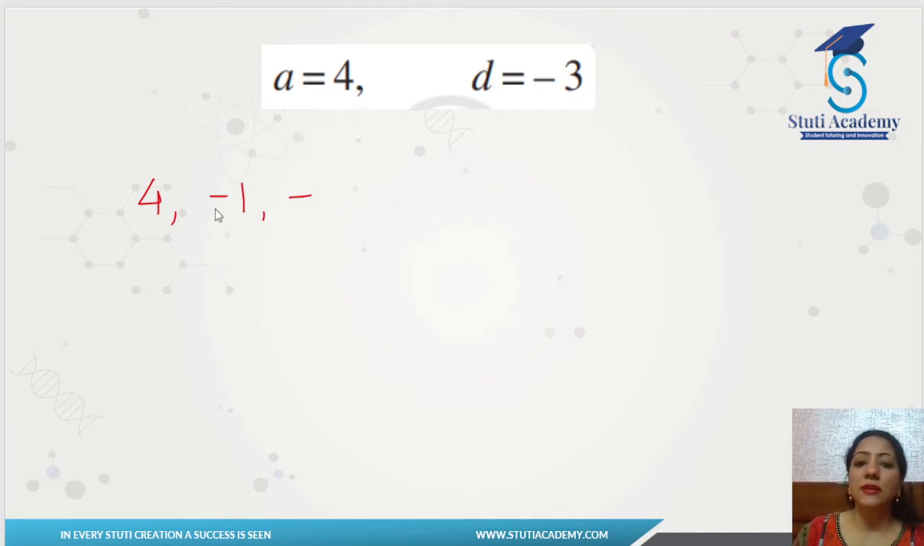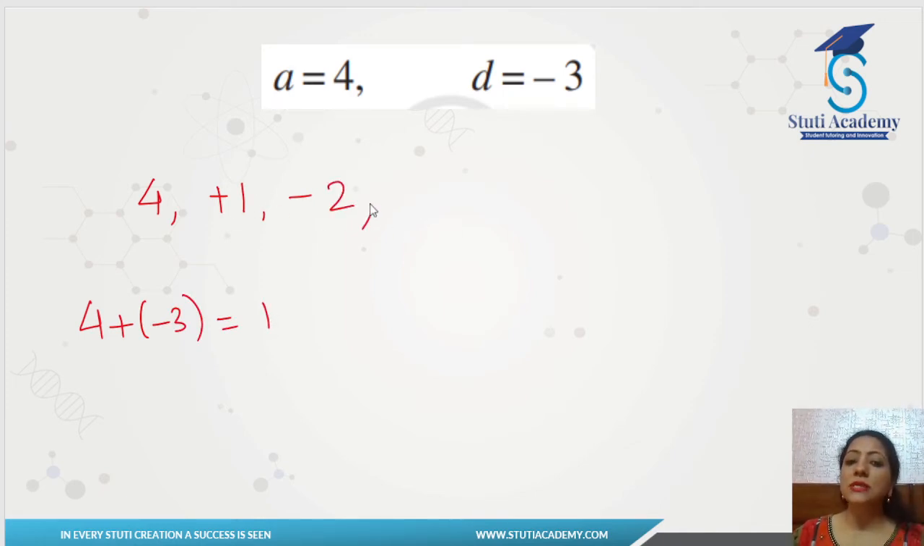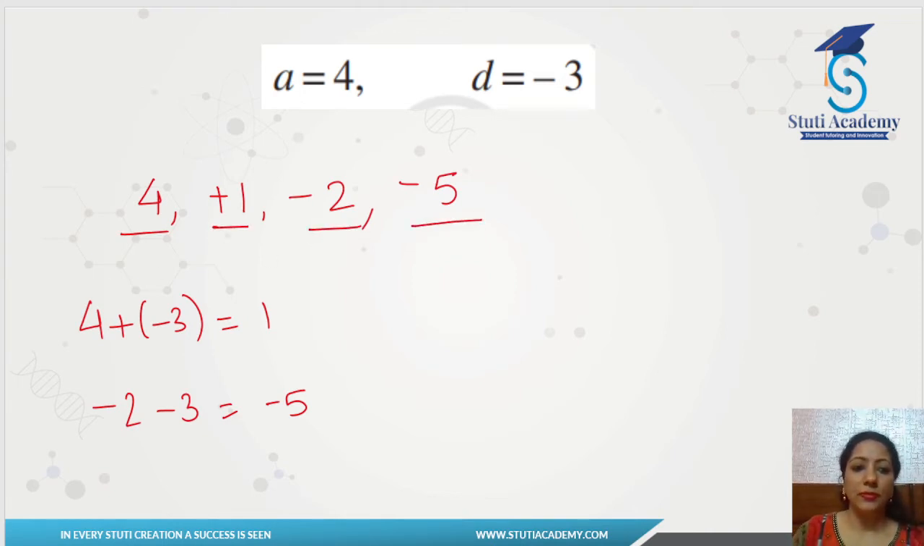This is not minus 1, this is positive 1. Sorry. This is positive 1 because we started from 4 and we are adding minus 3. 4 plus minus 3 is going to give us how much? Positive 1. Now to this one, when you add minus 3, you will get minus 2. To this minus 2, when you add minus 3, you will get minus 5 here. So here we have 4, positive 1, minus 2, minus 5, like this.